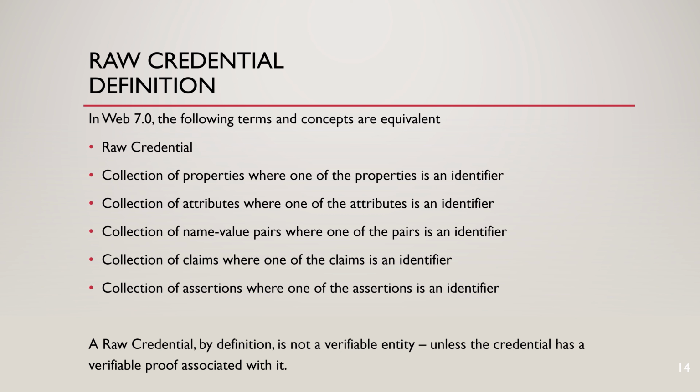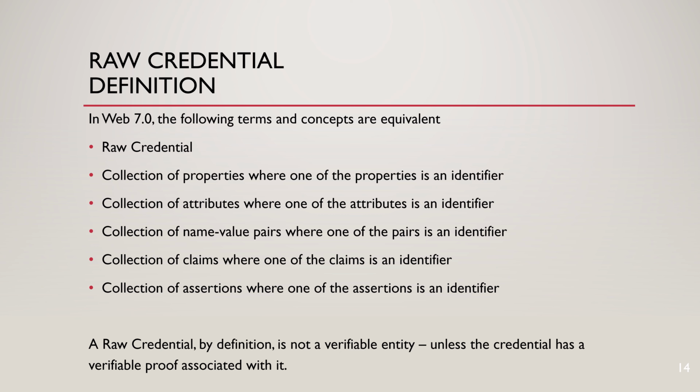In Web 7.0, the following terms and concepts are one-for-one equivalent, or synonymous. Raw credential: a collection of properties where one of the properties is an identifier. A collection of attributes where one of the attributes is an identifier. A collection of name-value pairs where one of the pairs is an identifier. A collection of claims where one of the claims is an identifier. A collection of assertions where one of the assertions is an identifier. Whatever lingo you want to use, it's pretty obvious to see the pattern in terms of what a credential is.